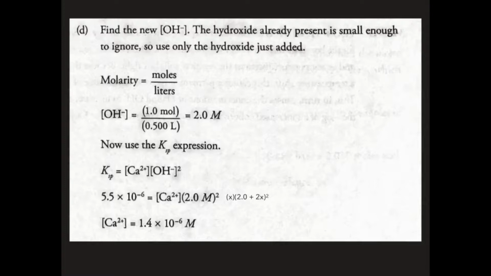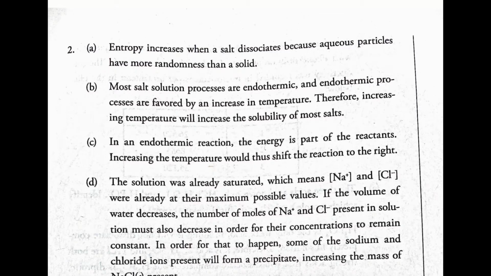Now, using the rule of 100, you can get rid of the 2X, and then their work works. But I don't like the fact that they just said 2. That's a little bit misleading. And so what you should get is 1.4 times 10 to the negative 6 for the concentration of calcium ions. All right, so I'm going to go over number 2.